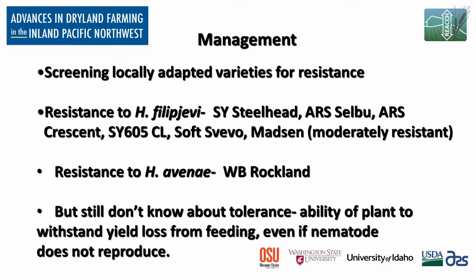But the other thing we have to keep in mind is resistance is only part of the solution. We also have to have tolerance, because even in the case of resistance, the nematodes will still get into the root to set up a feeding site. With resistance, they're not successful in establishing a feeding site, and therefore they can't reproduce, so you don't have any new nematodes for the next year, but they can still cause damage. And so that's why we also need varieties that are tolerant to that initial feeding of the nematodes.